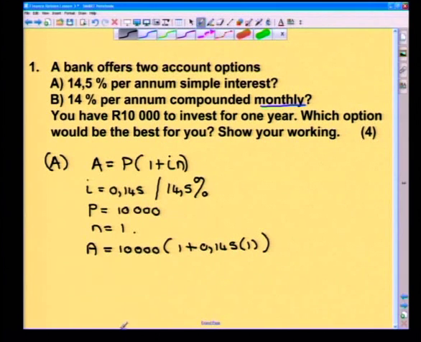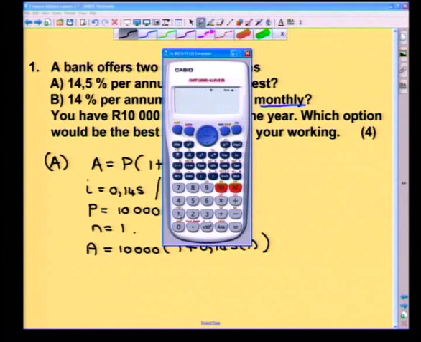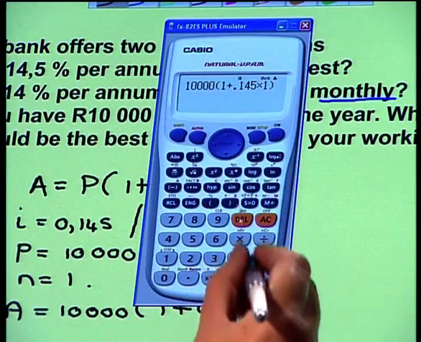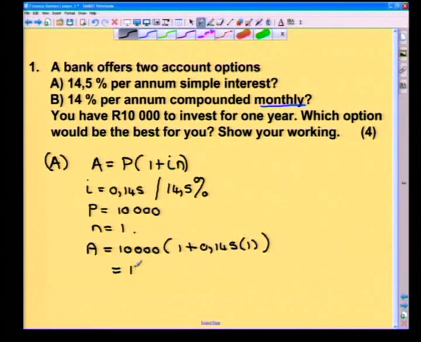Let's pull up the calculator and see what we've got. Right, so we have 10,000, open our brackets, 1 plus 0.145 times 1, close the brackets, equals. And we see we're going to end up with 11,450 Rand. So it's 11,450 Rand. All right, not bad. You've made quite a fair amount of interest. Let's see what happens now if we go the compound route.